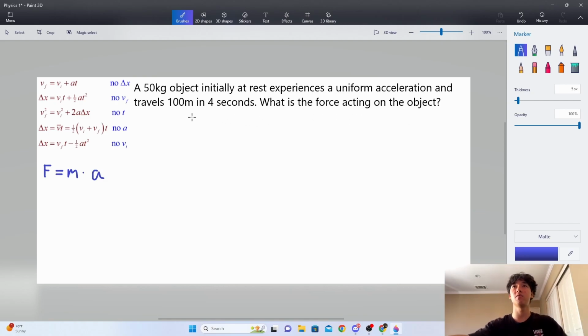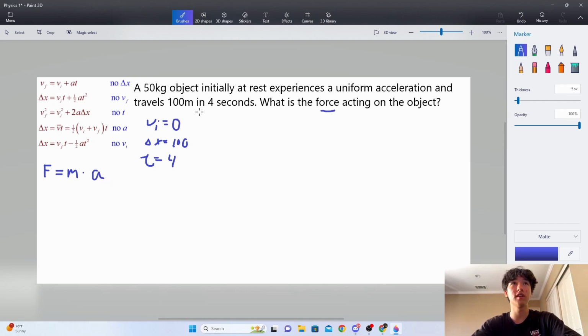So what we're going to have to do here is, let's see. We're actually going to have to use some kinematics. So initial velocity is zero. The change in x is 100, and the time it takes is 4 seconds. So what we need to find is this acceleration, right? Because force is equal to mass times acceleration. Well, we have mass. It's asking for the force, but we don't know acceleration.